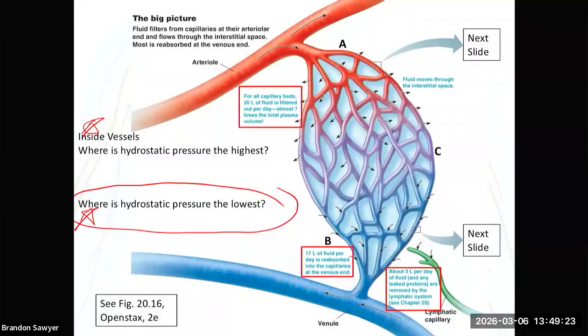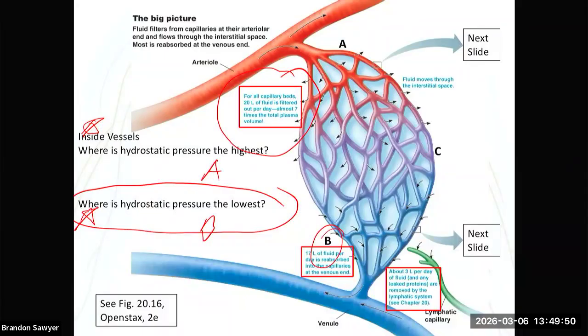All right, go ahead and send in that answer. A couple more of you. Okay. Yeah, so most of you are saying B. That's the one that's kind of furthest away from the arterial side, which is correct. So where it would be the highest would be A, right? Lowest would be B.